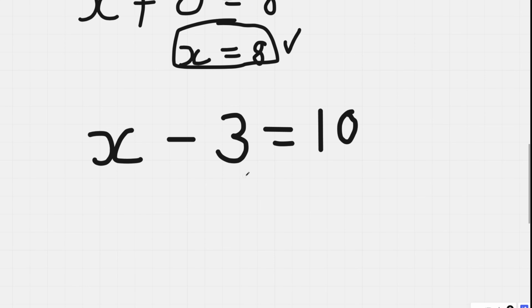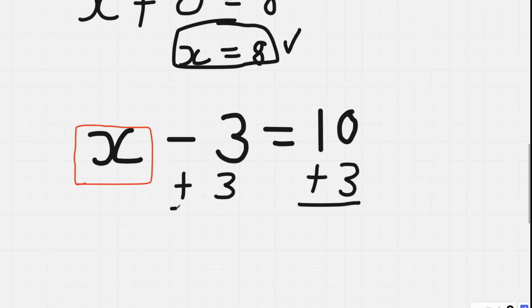Okay, so it's x minus 3 equals 10. Again, I want to just get x by itself, but I have this negative 3 here that I don't want. So I'm just going to add 3, right? Because the opposite of subtracting something is adding it. So I'm going to add 3 to this side, and I'm going to add 3 to this side.